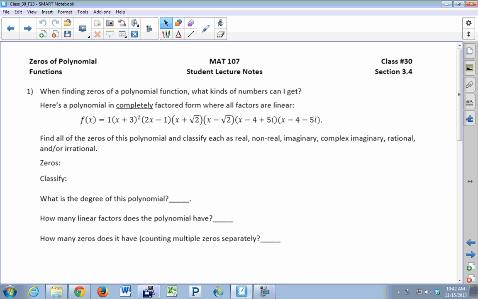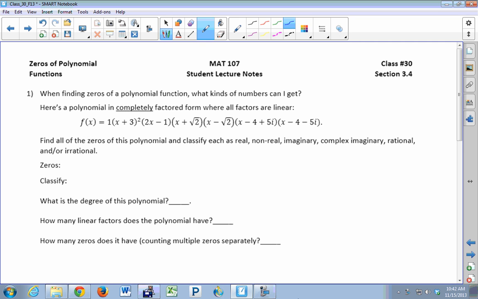So what do you think? What kind of numbers can you get when you find the zeros of a polynomial function? Real is correct. And integers are real, yeah. Right? Well, real numbers are complex, so real and non-real are real and complex imaginary. That's how we can distinguish. So real, you could say complex, and that covers the whole kit and caboodle. Because remember, complex is real numbers and non-real numbers.